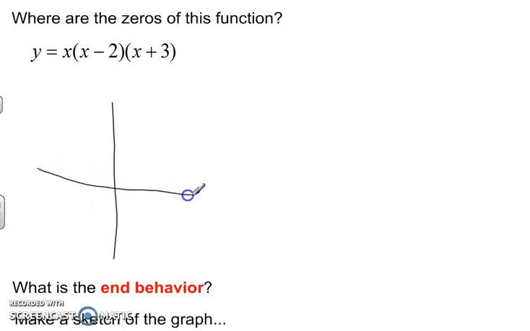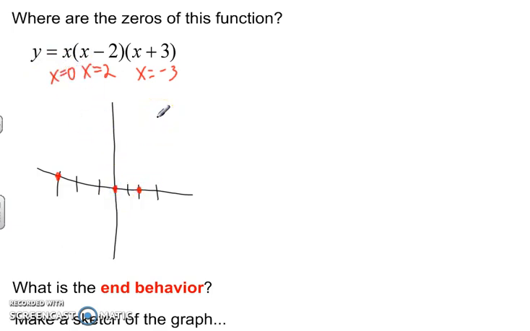So let's sketch out the graph. It's a really bad sketch. That's okay. So x equals 2 is going to be one of the solutions, or zeros. x equals negative 3, certainly going to cross there at negative 3. And x equals 0, because we set each factor equal to 0, and that is a factor, so x equals 0 will be a solution as well.